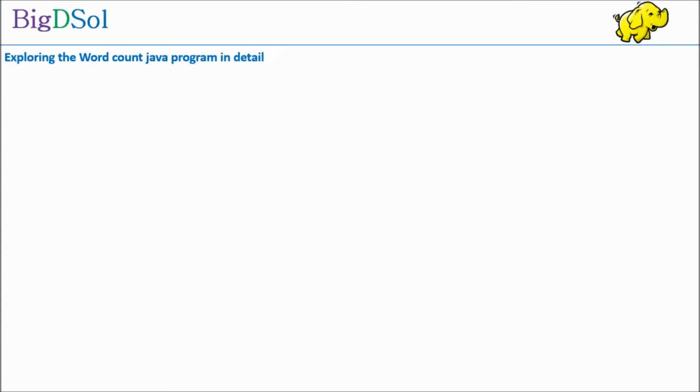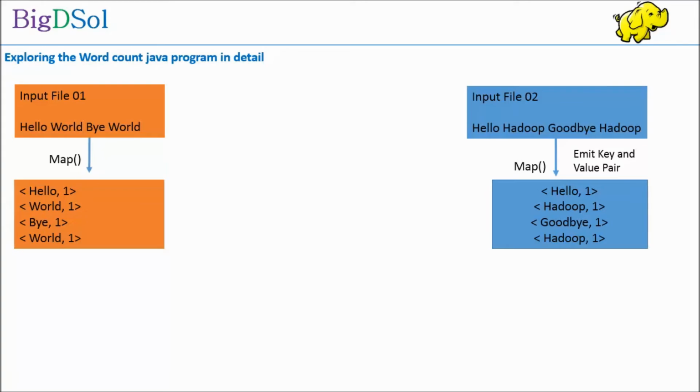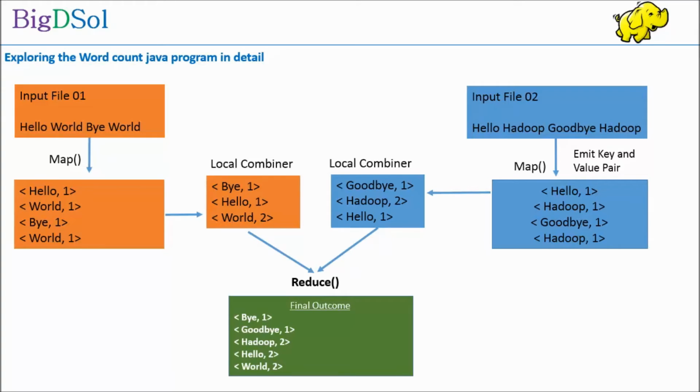This program has two input files, file 01 and file 02. The map program takes the input and starts emitting key and value pairs. In this example, the key is a single word, and the value is their count, which is 1 in the first map output. After the first map function, if required, a local combiner is applied to aggregate the same keys. Finally, a reduce function is applied to aggregate the data from different map functions. The output of the reduce function is a unique key and aggregated values.